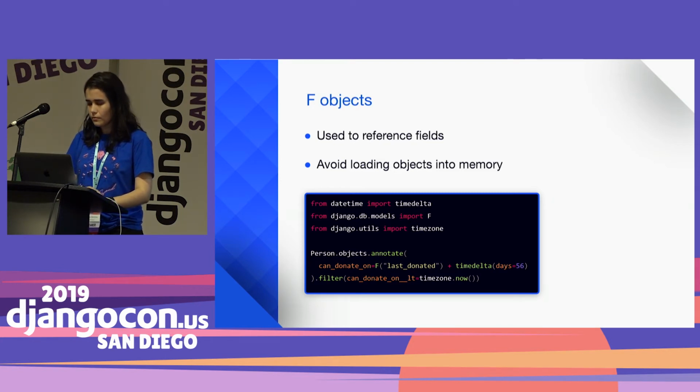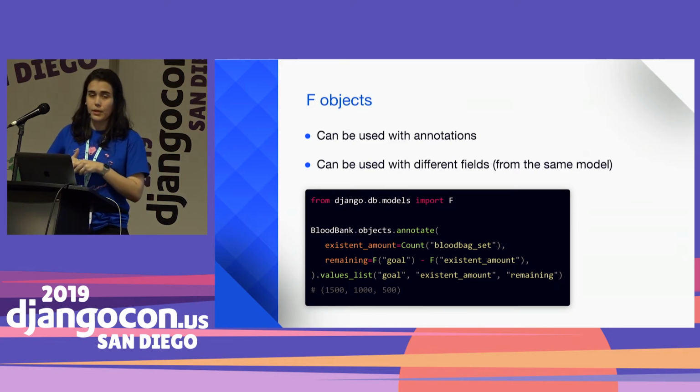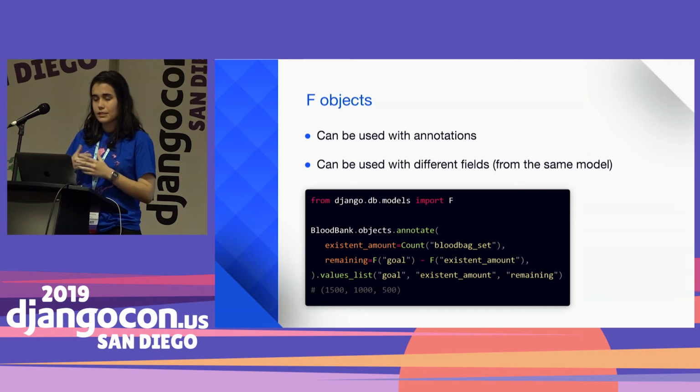I know. So we can also use F to do operations with different fields or to reference annotations, as I said. From our last example, we annotated the exact date on which people can donate blood again using F and timedelta. But now we're going to use F for everything.